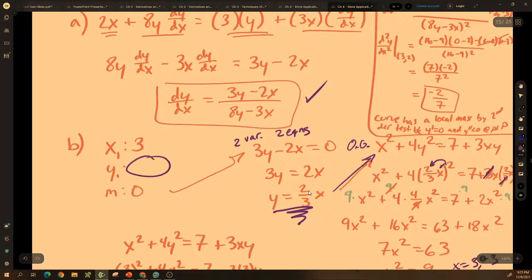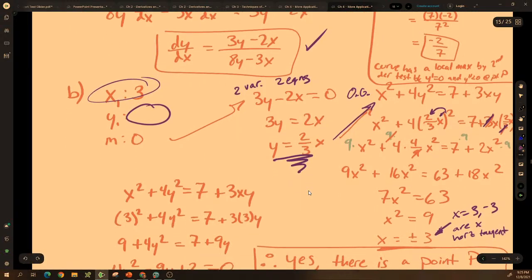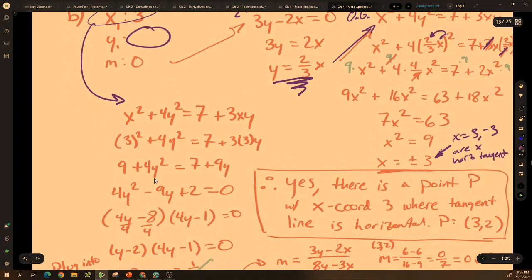And the way I'm going to do that is I'm going to take 3, I'm going to plug it back into the original. Well, when I do that, 3 squared is 9, plus 4y squared equals 7, plus 3 times 3 is 9y. So I have a y squared, I have numbers, and I have a y. Whenever I get something like this, again, I said this a bunch of times today, set it equal to 0 and try to factor. So that gives me 4y squared minus 9y plus 2 equals 0.